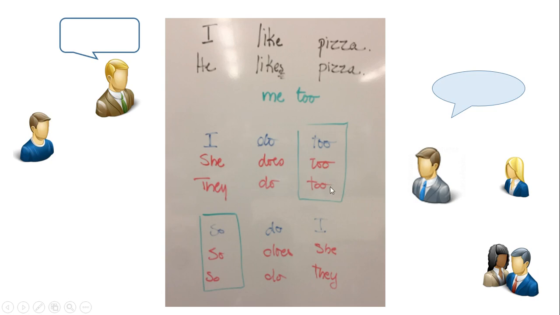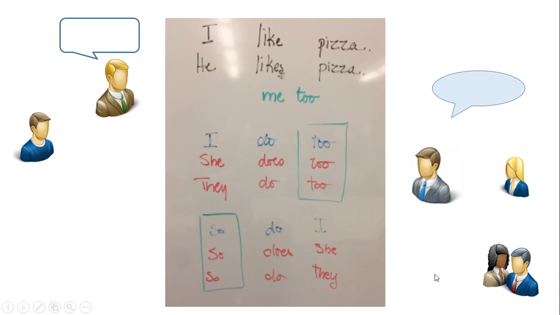They do too. The other alternative, the other manner, could be to start with so. You start with so, and you keep the auxiliary of the present simple corresponding with the subject. So this person says, "I like pizza." And then he could say, "So do I." If he was talking about this blonde girl here, he could say, "So does she." If he was talking about these two people here, he could say, "So do they."